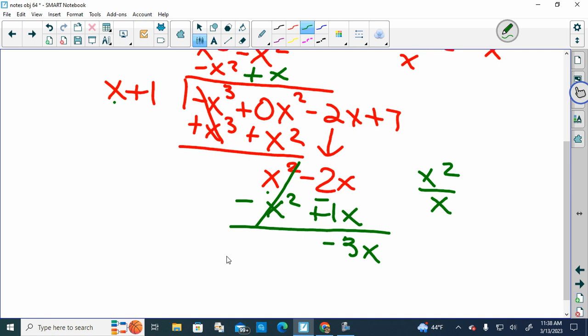What do I get? Bring the next one down. And that would be the last one we're bringing down. So either it's going to go in there evenly or not, and we have a remainder. Okay, what's my next step?